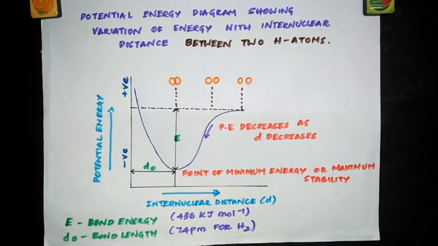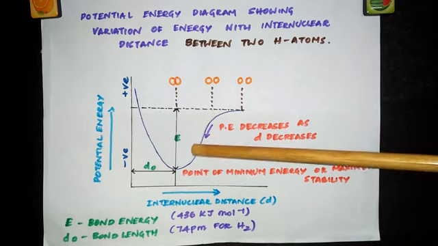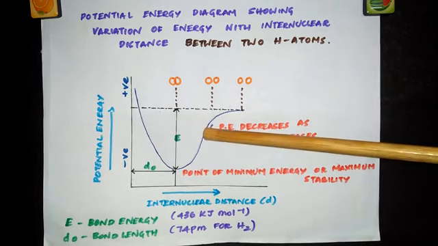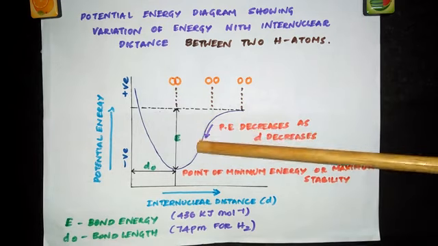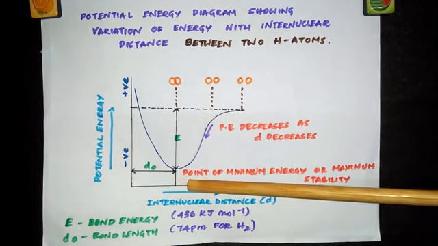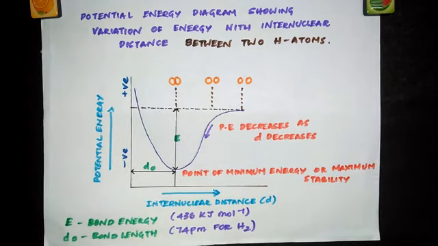When you look at this curve, you can understand the potential energy decreases as the internuclear distance decreases. See, there is a decrease in potential energy. This is the potential energy. I've shown the arrow here. It decreases as the internuclear distance between the two atoms keeps on decreasing.